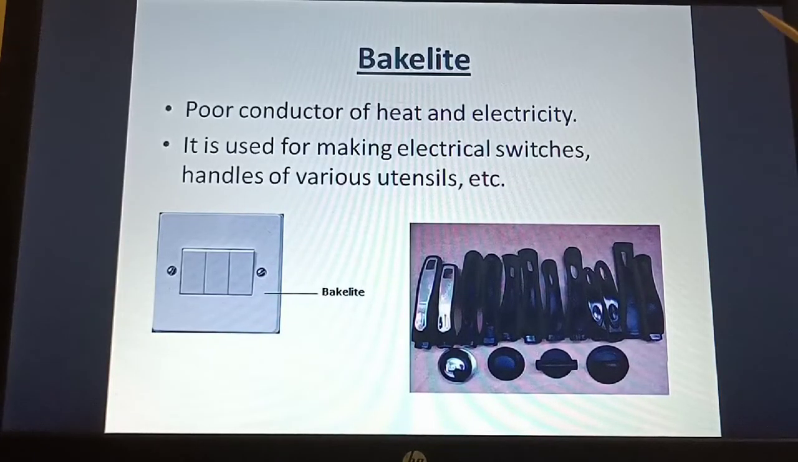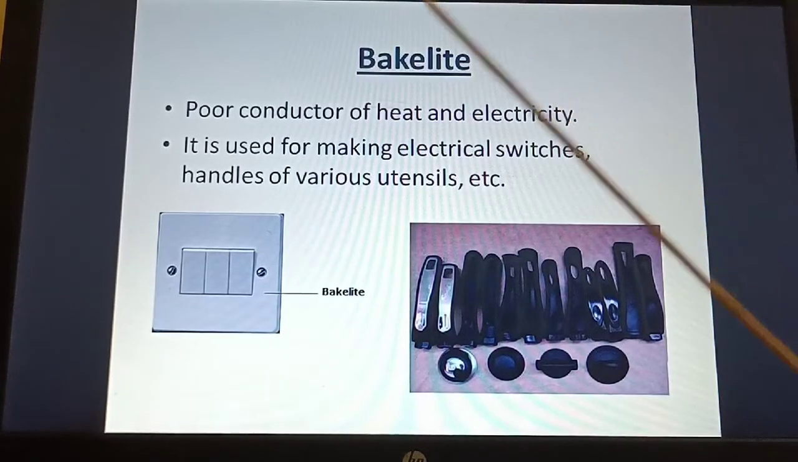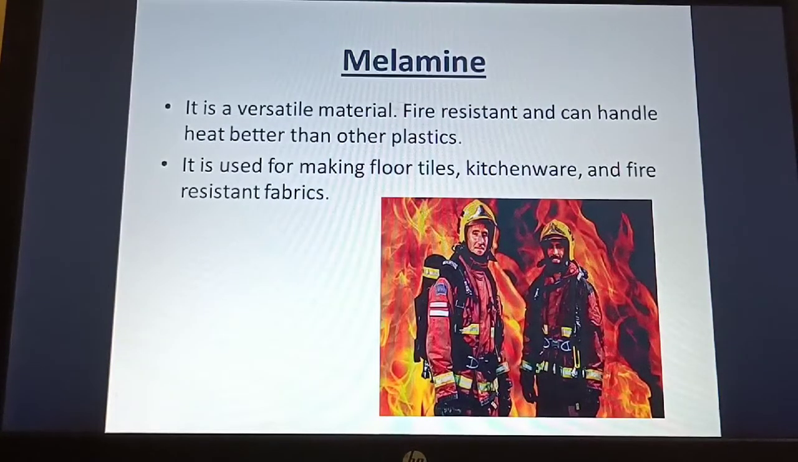And it is used for making electrical switches. You can see electrical switches, handles of various utensils, the pressure cooker, then the saucepan. If you see the handles, these handles are made up of this bakelite. That is an example of thermosetting plastics. Next is melamine. It is a versatile material, fire resistant and can handle heat better than other plastics. So this melamine can handle the heat.